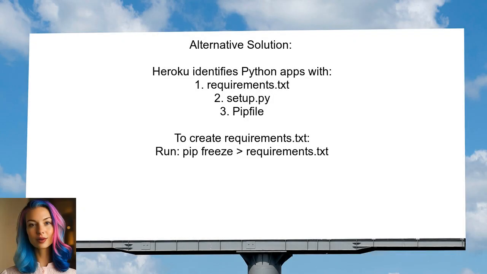An alternative solution from another user suggests that Heroku can automatically identify your app as a Python application if certain files are present in the root directory. These files include requirements.txt, setup.py, or Pipfile. To create a requirements.txt file, you can use the command pip freeze > requirements.txt.